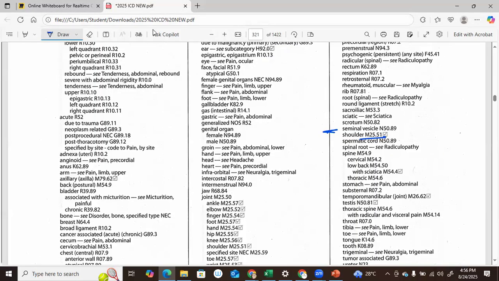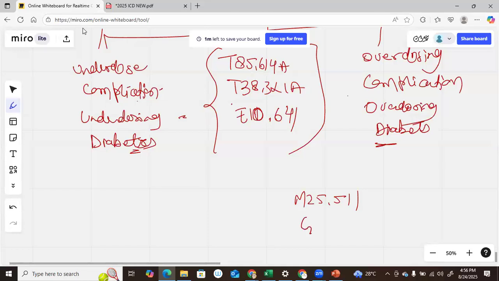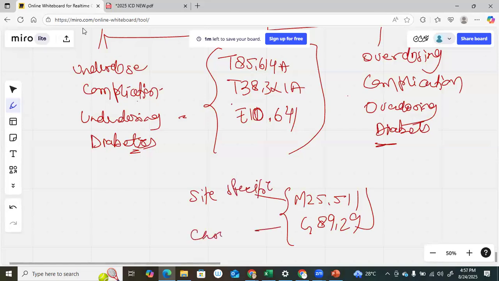M25.511. Now we have to use chronic. So chronic is G89.29. So we have to use these two codes here. This is our site-specific code, which will tell the location of the pain. And this is the chronic pain code, which will tell the chronicity of the pain. So here we have to use two codes. Clear?